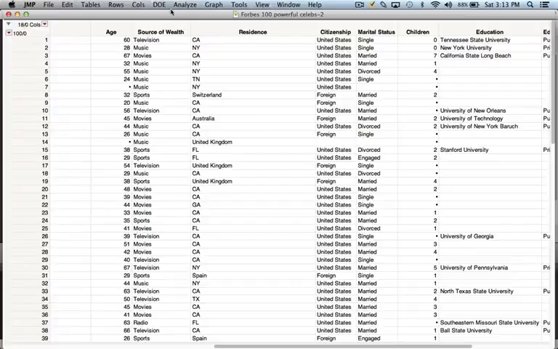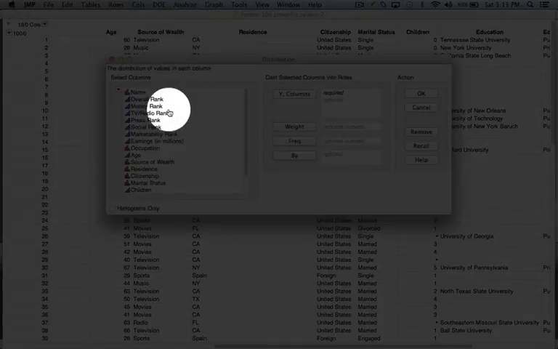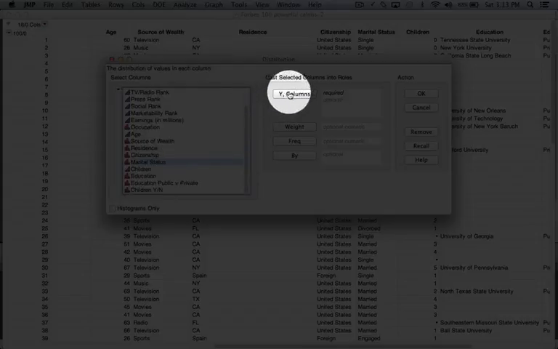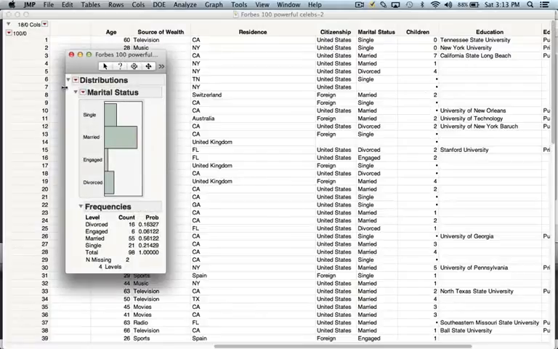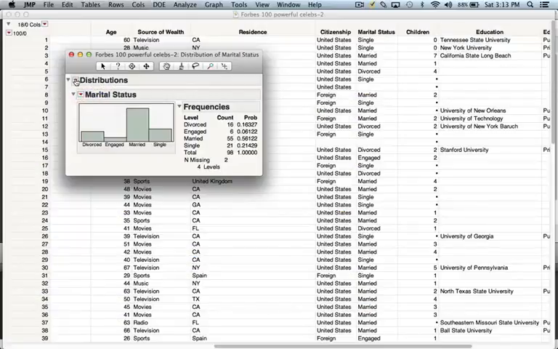So what you want to do is go up to the top to Analyze, Distribution, and find marital status. The red bar chart means it is a categorical variable. I'm going to put it in the Y column and hit OK. To make this easier to see, we're going to stack it by hitting this red triangle up at the top.